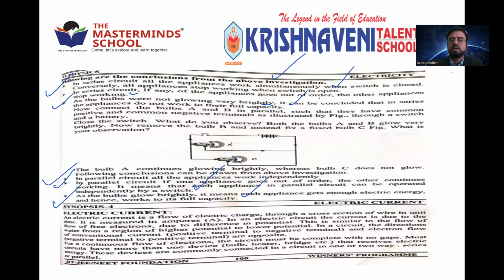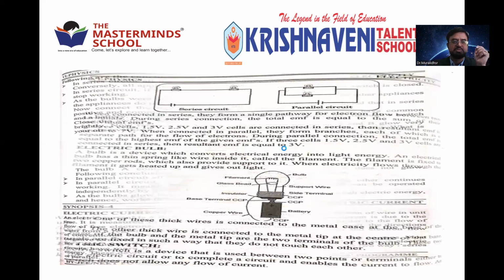So this is our synopsis 3, where we learn especially about the components of an electric circuit. What is an electric circuit? What are the components of electric circuits? And how can these components be connected? In that, there are two ways. One is connecting the cells in series, and the other is connecting the bulbs in series and parallel. So next class we'll discuss synopsis 4.